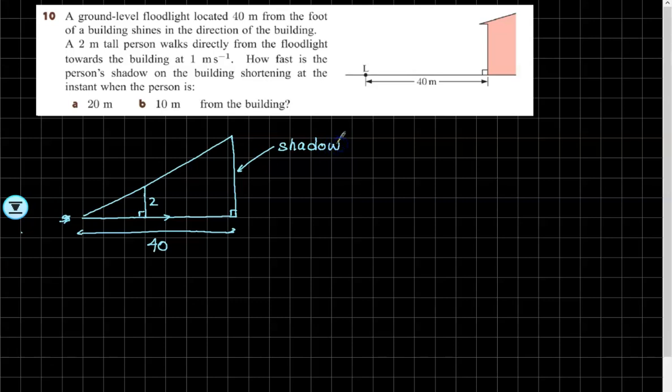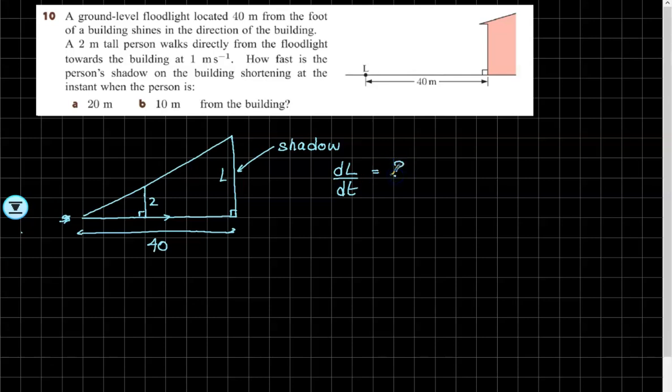How fast is the person's shadow on the building shortening at the instant when the person is...? Okay, so what do we want to call the shadow? Height of the shadow, length of the shadow? L. Okay, so we want to find dL/dt. Do we agree?